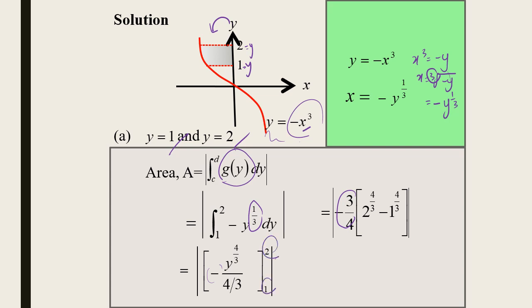So 2 to the power of 4 over 3 minus 1 to the power of 4 over 3. 1 to the power of 4 over 3 is 1. What about 2? 2 to the power of 4 is equal to 16. Cube root of 16 is, I don't know, you can use your calculator directly, and you will get the answer 1.14. Actually, the answer will be negative 1.14, but because of the absolute notation, we will have a positive answer. Okay?